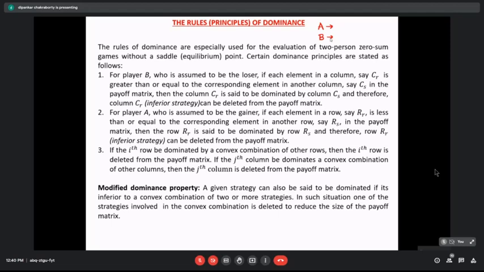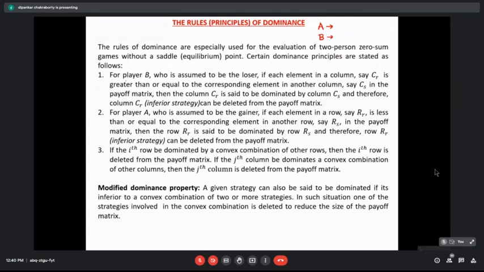Let's see what the dominance rule says. As I mentioned to you, this rule is used for evaluation of zero-sum games. I have mentioned that every problem we are going to discuss is a zero-sum game. So, without a saddle point, that is without an equilibrium point, certain dominance principles are stated as follows. What are the dominance principles?